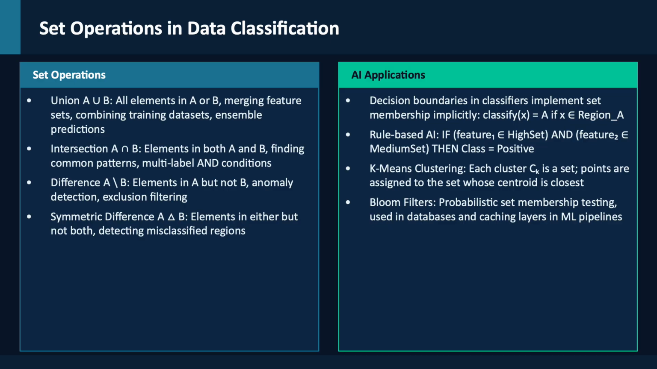AI applications: decision boundaries and classifiers implement set membership implicitly. Classify x as A if x is within the region A. Rule-based AI: if feature 1 is within the high set and feature 2 is within the medium set, then the class is positive. K-means clustering: each cluster C_k is a set, and points are assigned to the set whose centroid is closest. Bloom filters: probabilistic set membership testing, used in database and caching layers in ML pipelines.